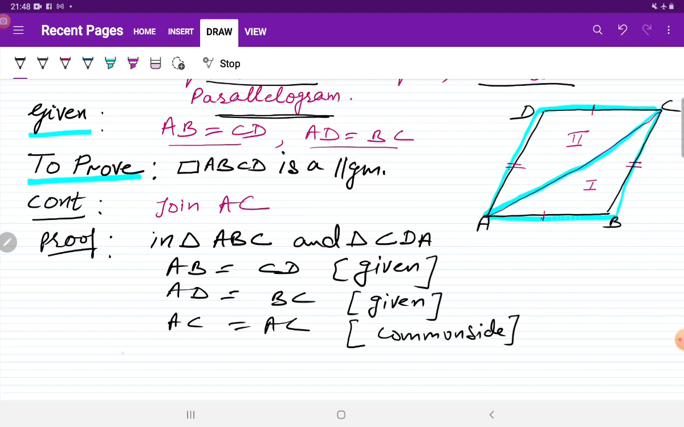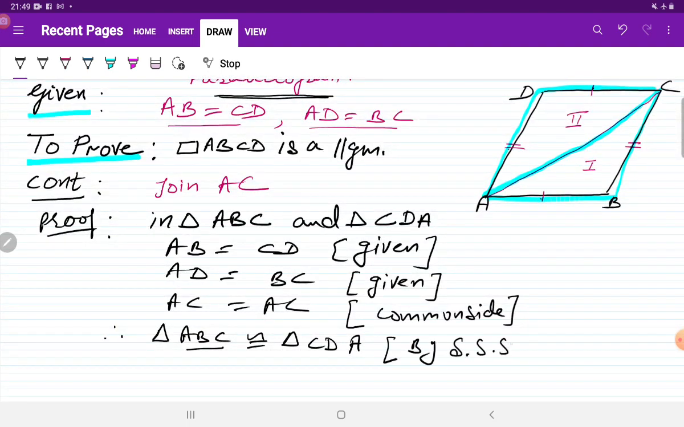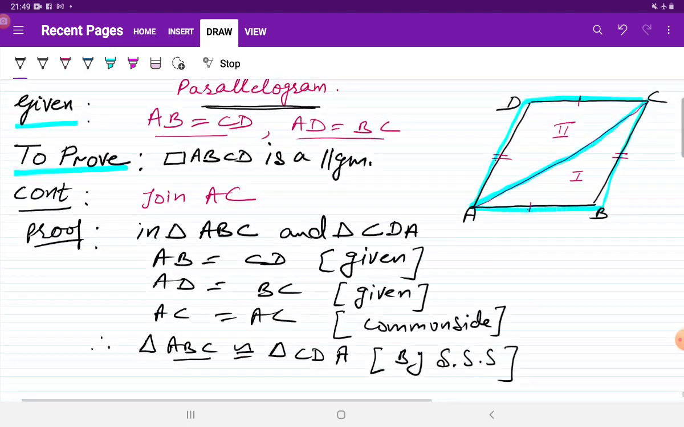Then therefore triangle ABC is congruent to triangle CDA. Children, this order is very important: ABC is congruent to CDA. If triangles are congruent, this is by which rule? By side, side, side criteria. So our two triangles are now congruent. So if triangles are congruent, then the remaining parts will be equal. Which remaining parts are we taking here?